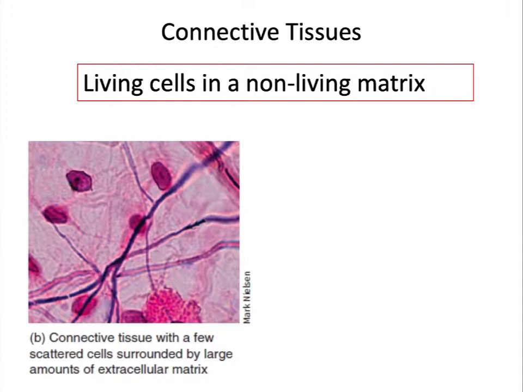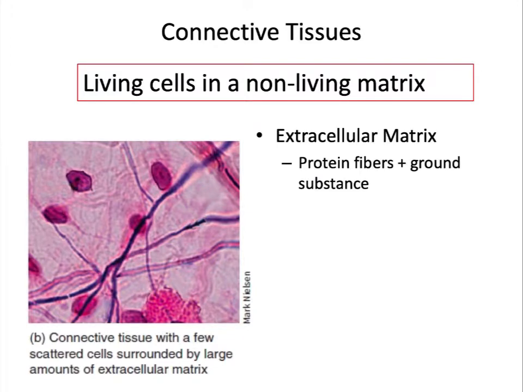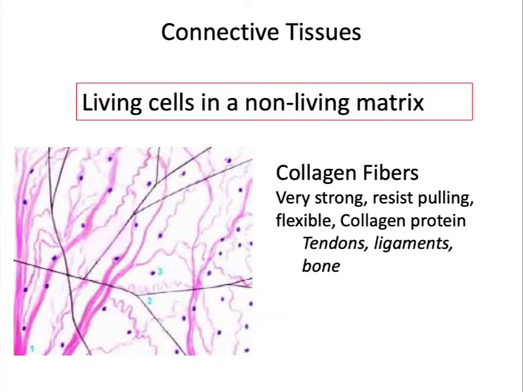We'll talk about the cells in a minute. First, let's discuss the matrix. The matrix is made up of protein fibers and ground substance. All the different connective tissues have varying amounts of the three protein fibers. The first type of protein fiber are collagen fibers. Collagen fibers are made up of the protein collagen. These are really thick, strong fibers and resist pulling.